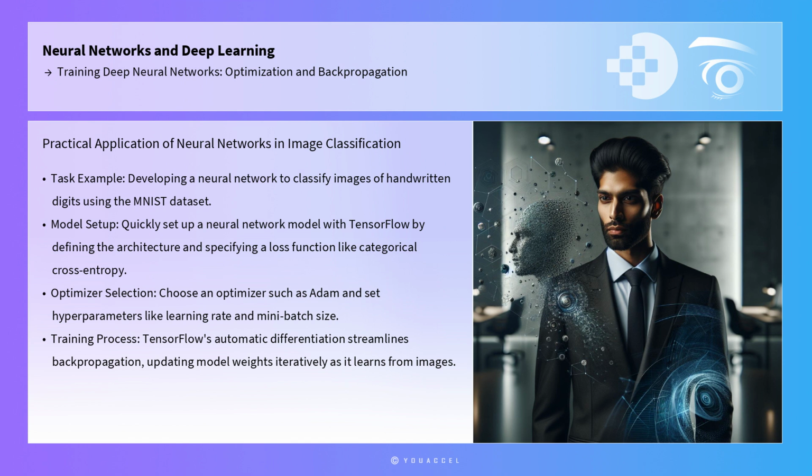The next step involves selecting an optimizer, such as Adam, and setting hyperparameters like learning rate and mini batch size. With the model and training parameters in place, TensorFlow's automatic differentiation and execution engine streamline the backpropagation process, updating the model weights iteratively as it learns from the provided images.